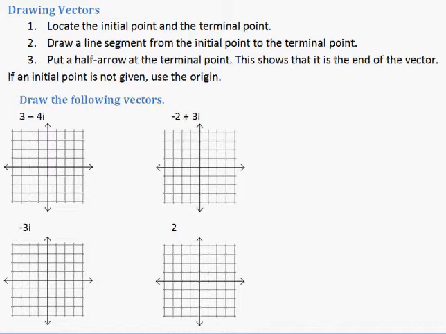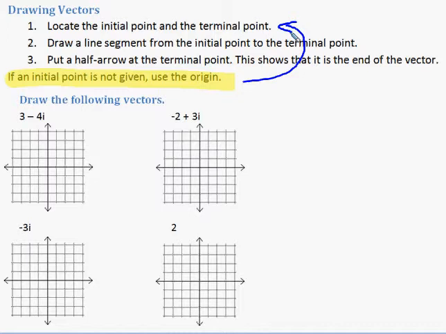So drawing complex numbers as vectors, you're going to locate the initial point and the terminal point. Now, I probably should have put this part right here after this. If there's not an initial point given, you just go ahead and use the origin. The initial point can go anywhere, but if nothing's given, the easiest is usually the origin. There might be some cases where it's not.